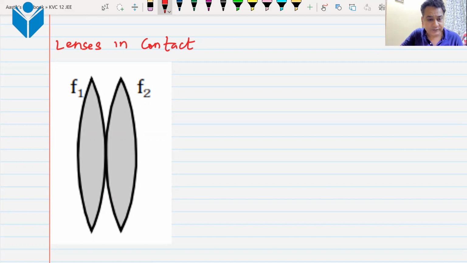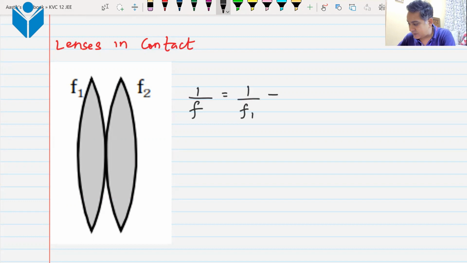You put this on silent mode. This combination behaves like a lens. Yes or no? And you can find out the focal length of this combination in this fashion. 1 by F, the focal length of the combination, will be equal to 1 by F1 plus 1 by F2. Remember, this F1 and F2 should be used with proper sign convention. That means if one of the lenses is convex, its focal length would be positive. If the other lens is concave, that focal length would be negative.